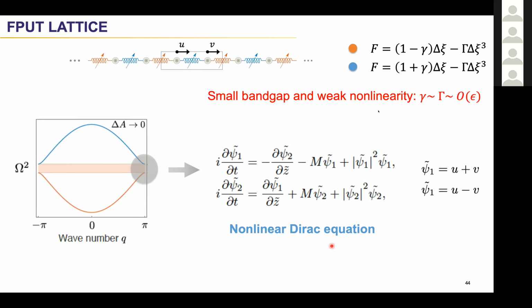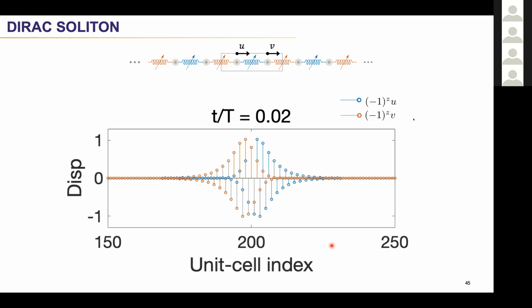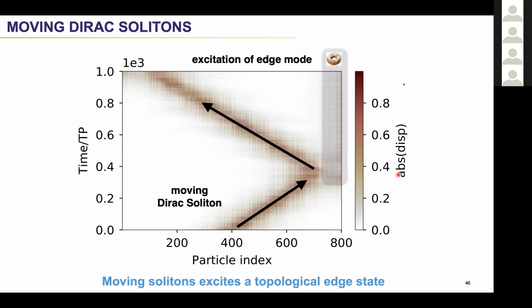And these are standard nonlinear Dirac equations, which is very interesting because these equations have Dirac solitons. As you can see here, a chain will have a localized nonlinear solution which vibrates like this. And this is a Dirac soliton. Since this is a stationary Dirac soliton, we can also have a moving Dirac soliton in the system.